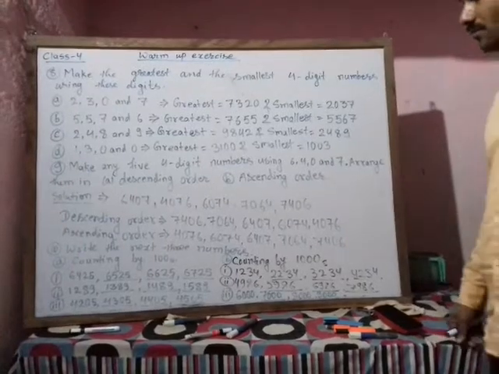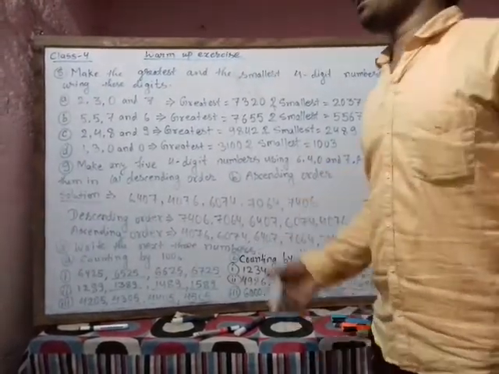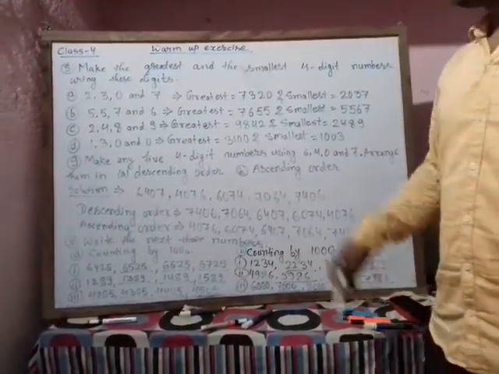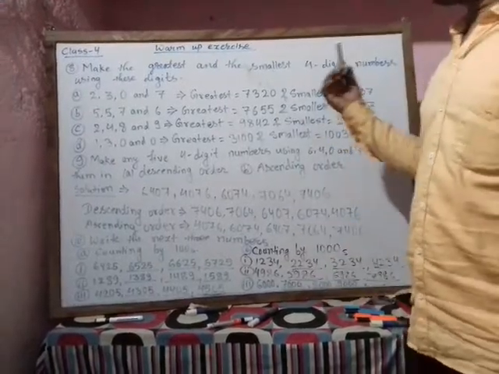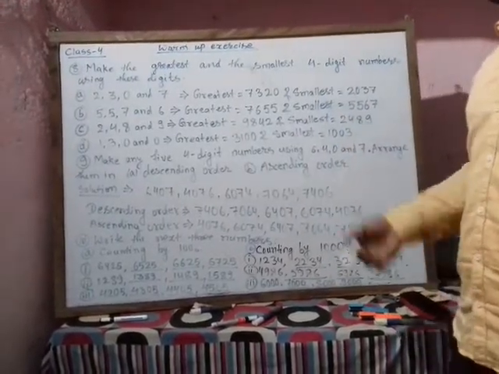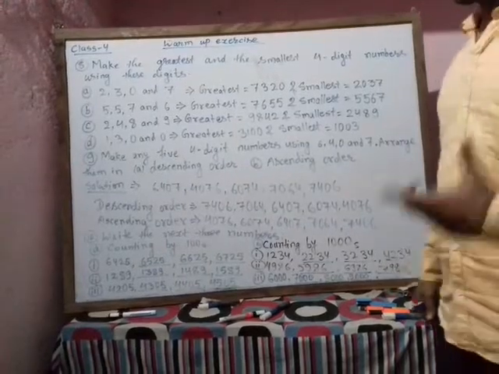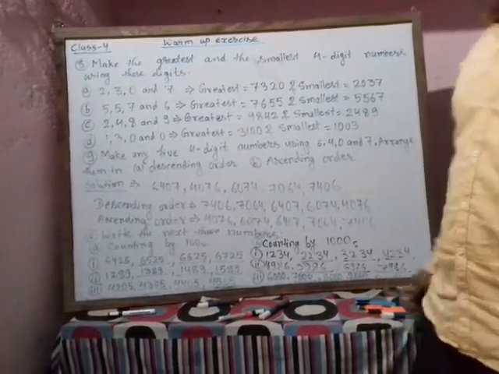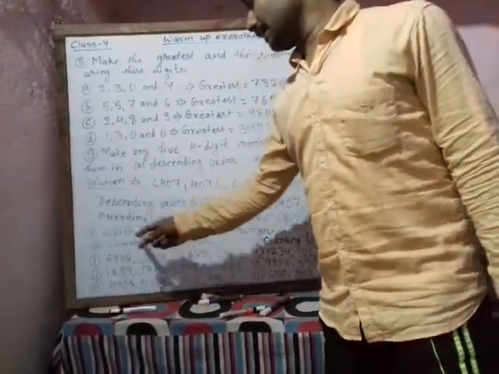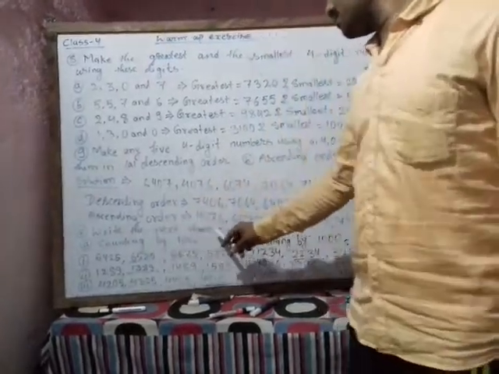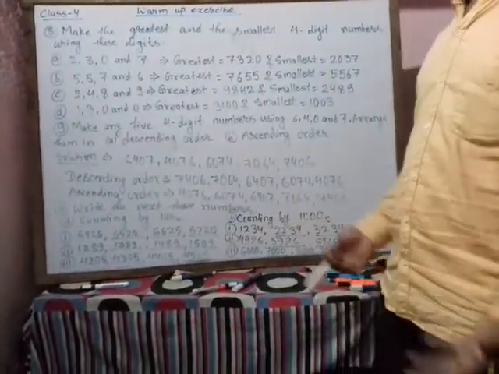Now we will move towards the last question of our warm-up exercise. Yes, with this question the warm-up exercise finishes, and we will move further to notes and then other exercises. So you can see the last question, question number 10. Write the next 3 numbers. You have to write the next 3 numbers.